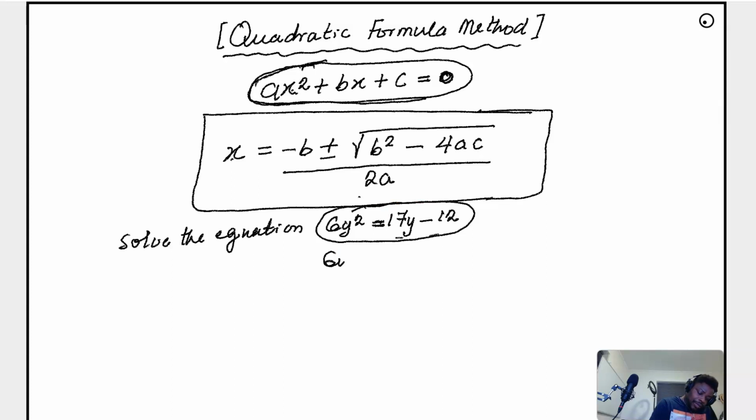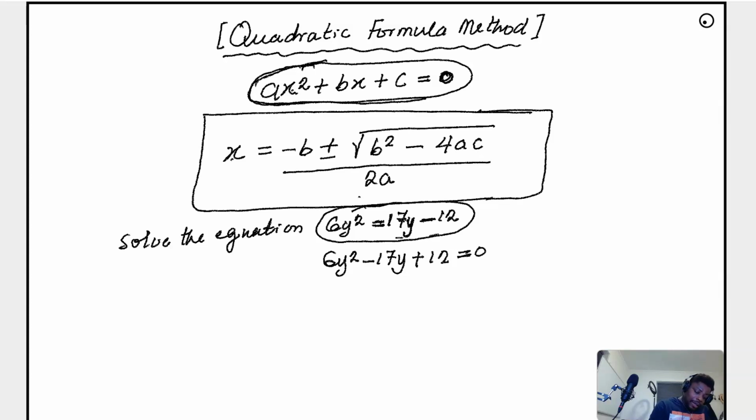So I can say 6y squared. Let's bring 17y. Remember, there's a plus here, imaginary plus. If you bring it to the other side, that is minus 17y. Then this is minus 12. If you bring it to the left hand side, that is plus 12. So this is now equal to 0. So now it's in the same form with that.